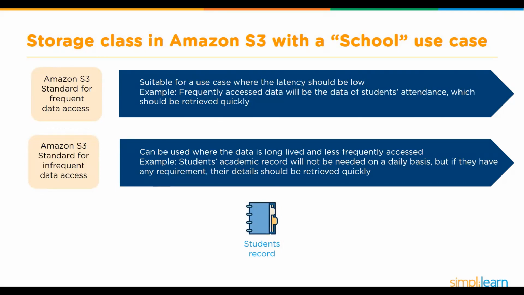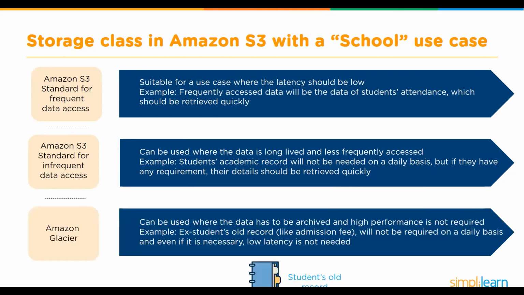So it's not a data that we would access on a daily basis, but it's a data that needs to show up on your screen real quick. And the third option is Amazon Glacier. Now, Glacier is really an archival solution in the cloud. So for archives, high performance is not a requirement.